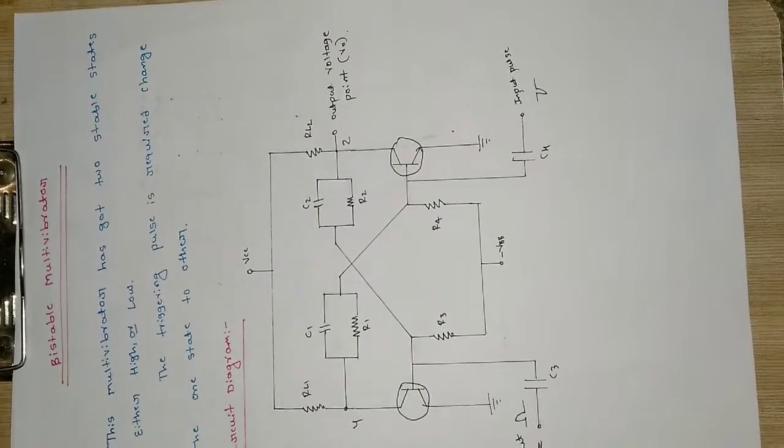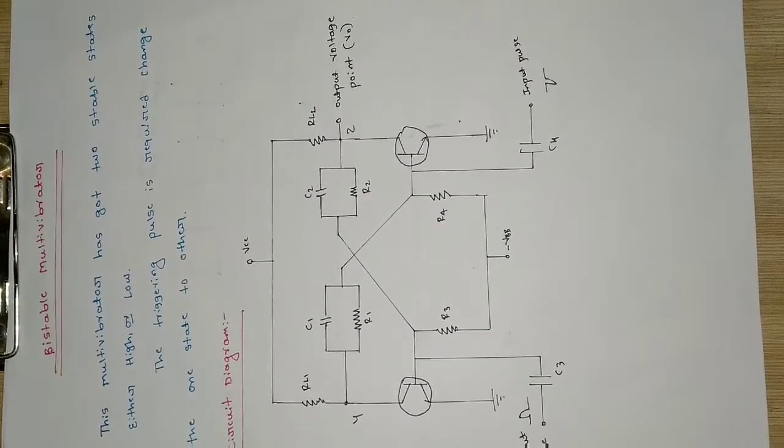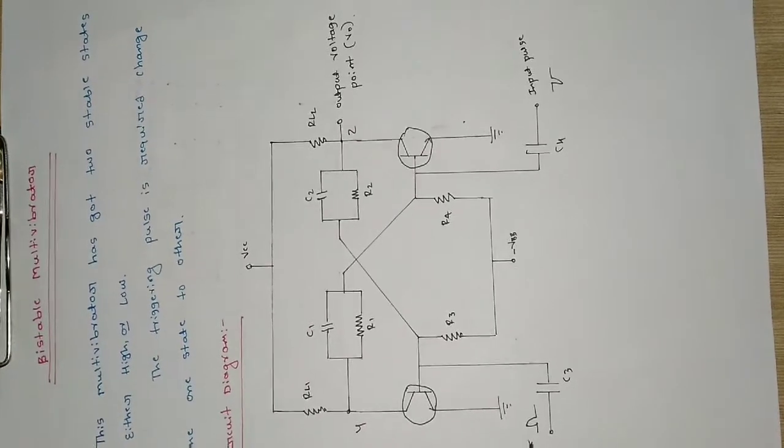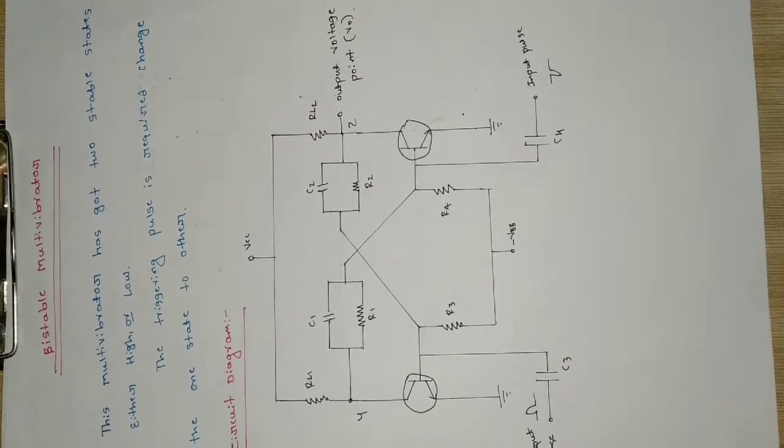In case of a bistable multivibrator we have two stable states, so that's why the name came, bi, which indicates two stable states. All right, so this multivibrator has two stable states, either high or low.